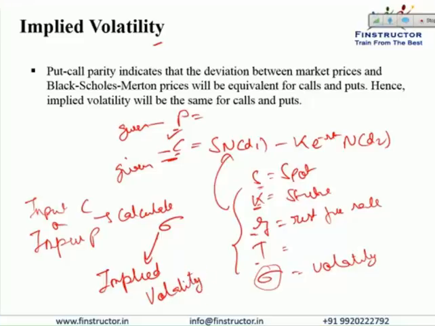Now please tell me, intuitively, whether you derive this implied volatility from the price of the put option or from the price of the call option, should it come out to be the same or not? Yes?